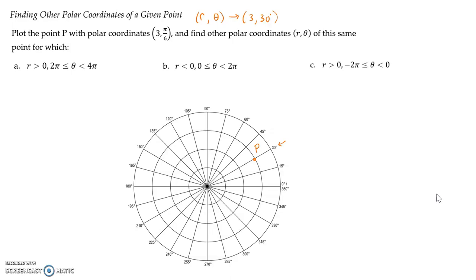Now if we take a look at our question, each of these pieces, part A, B, and C, is going to give us some additional criteria so that we find some other coordinates to represent this exact same point. So let's go ahead and look at part A.